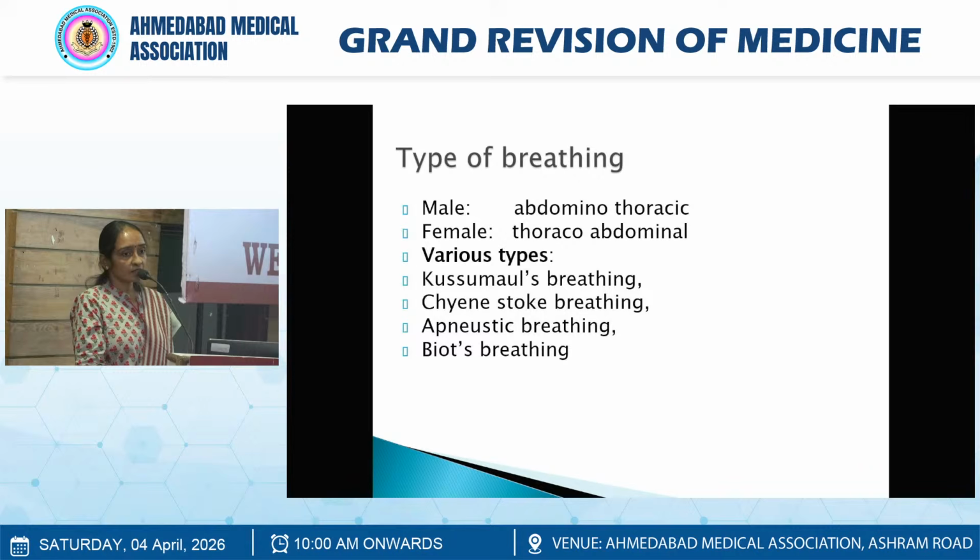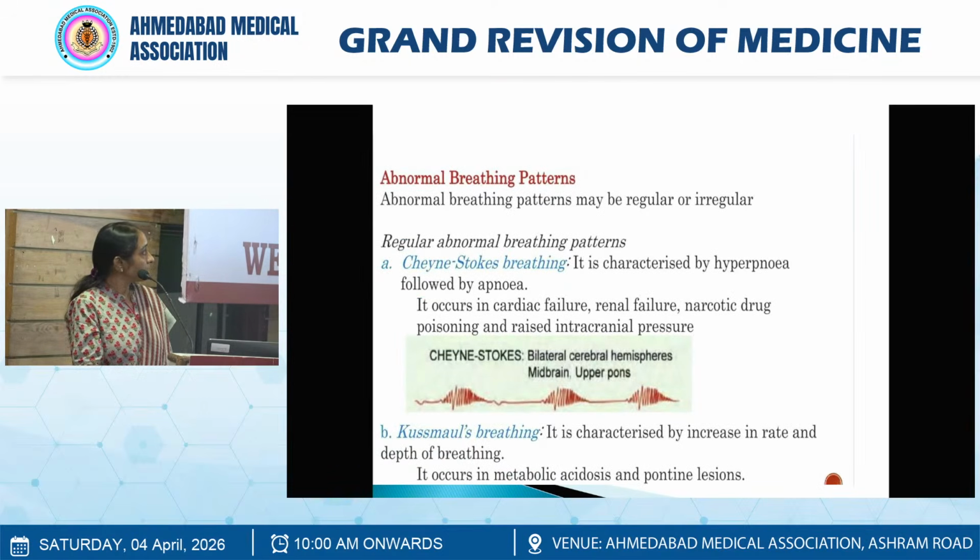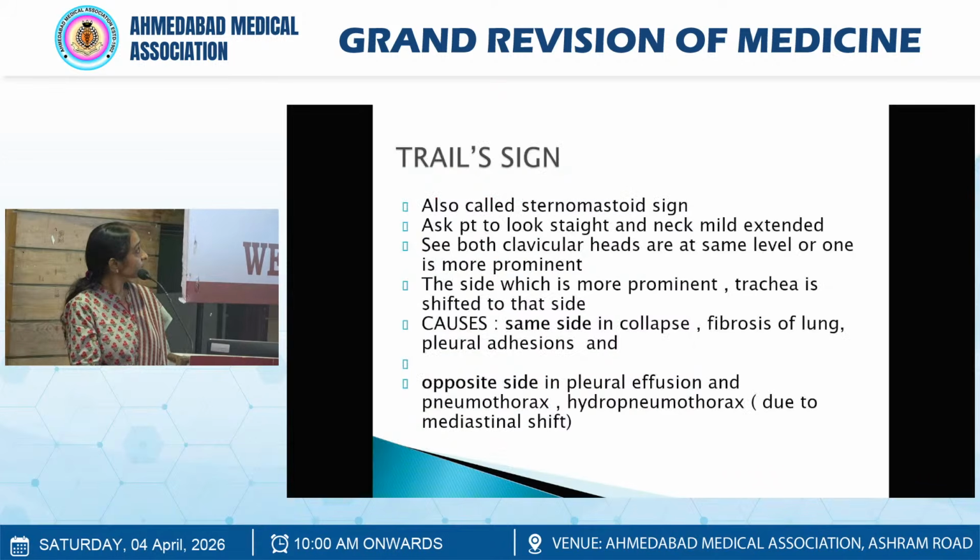Type of breathing, again we have discussed: thoracoabdominal, abdominothoracic, Kussmaul's. What is Cheyne-Stokes breathing? There is apnea, hypopnea, hyperpnea, and it is a cyclic breathing. Ataxic breathing is irregular breathing, Biot's breathing. Many causes are central conditions. Here it is the same as mentioned.